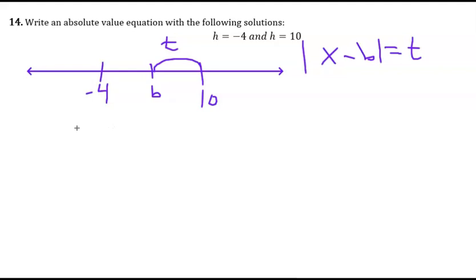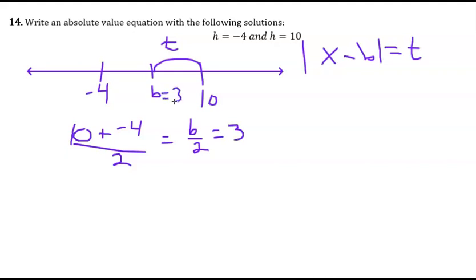So we'll go ahead and find the midpoint here. So 10 plus -4 divided by 2 to find the average, to find the midpoint. Equals 3. So b equals 3. 3 to 10 is 7. So t equals 7. So your formula would be the absolute value of x minus 3 equals 7.